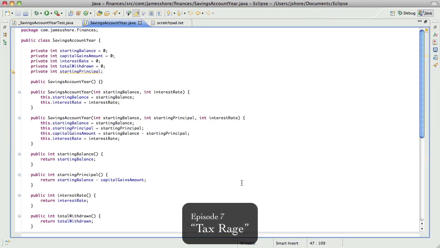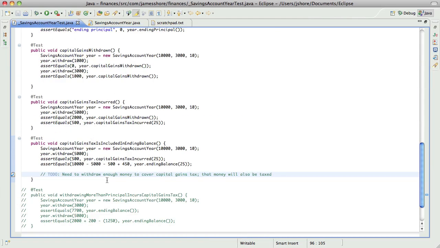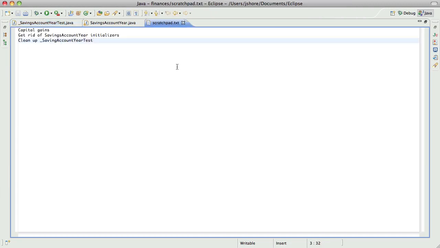When we left off last time, we had just finished getting a basic capital gains tax calculation in place. But as you can see right here, we didn't actually do it right. Let me show you what I mean by this. If we have 1,000 in capital gains and we withdraw it, and we're paying 10% capital gains tax, then 1,000 times 0.10 is 100. But then we've now withdrawn $1,100.